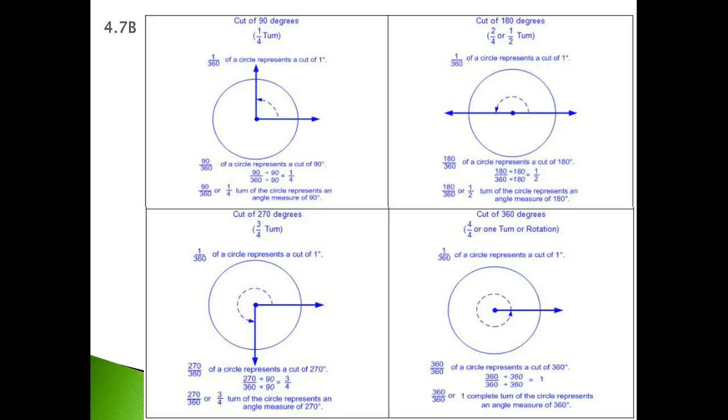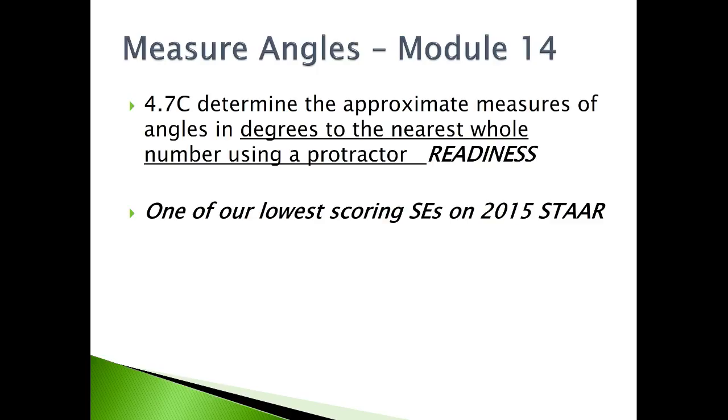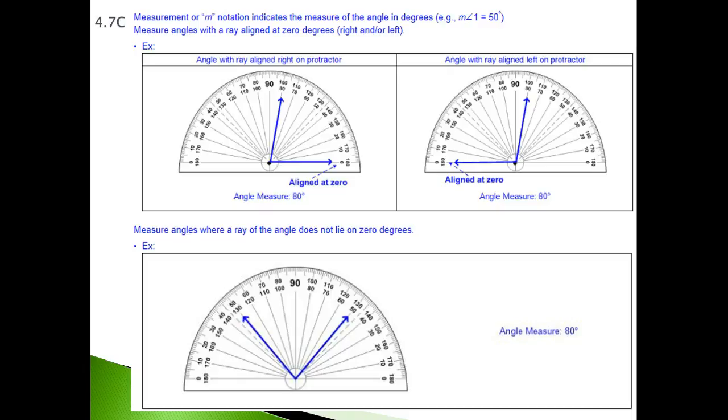And here are some examples of how you could teach 4.7b, because we're looking at the cut of 360 degrees. Then 4.7c, we're determining actually the measurement of an angle to the nearest whole number. And here you are going to need to use a protractor. Now notice this is one of our lowest scoring SEs on the 2015-16 STAAR test.